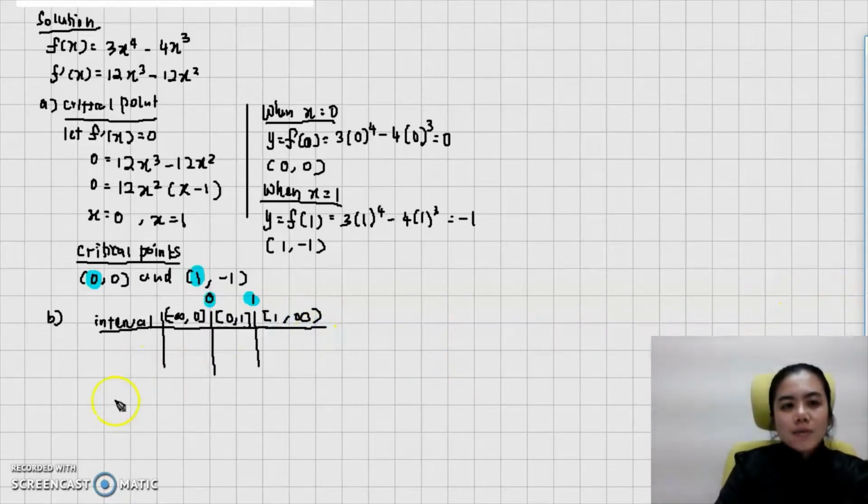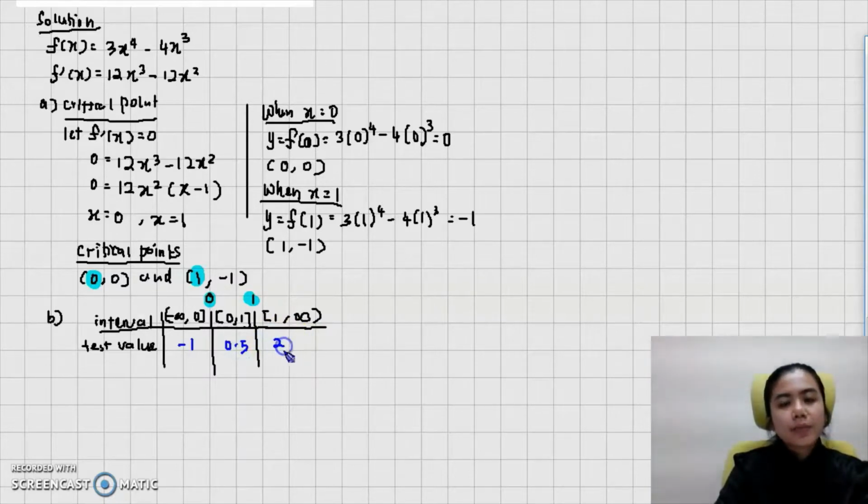Then we have the test interval. We have to put in some test values. Just put any value that is in the interval. Let's say I'm putting negative 1, in this one I'm putting 0.5, and in this one I'm putting 2. You can put any value as long as it's in that interval. For instance, instead of 2, you can put 5, 7, whatever value that is in this interval.